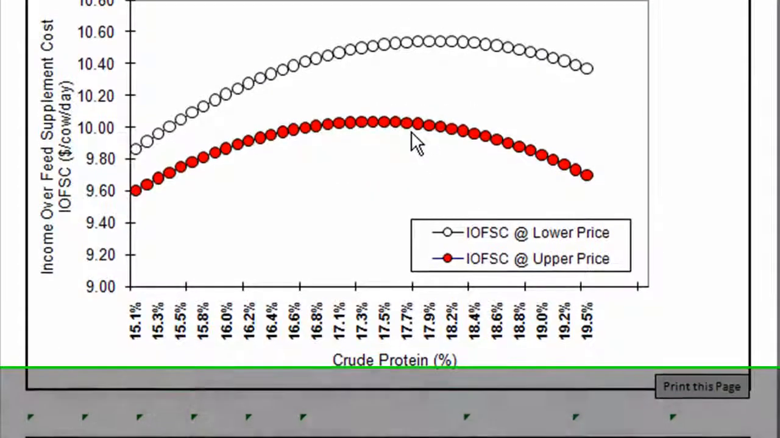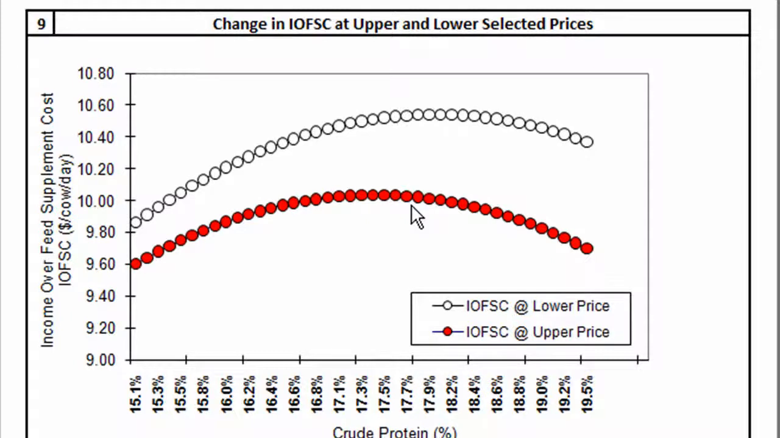The table in section 9 uses the upper and lower limits I defined for corn gluten feed and indicates how market conditions will affect my income over feed supplement cost. Here, the graph shows that it makes sense to lower dietary crude protein levels when the price of corn gluten feed is more expensive.